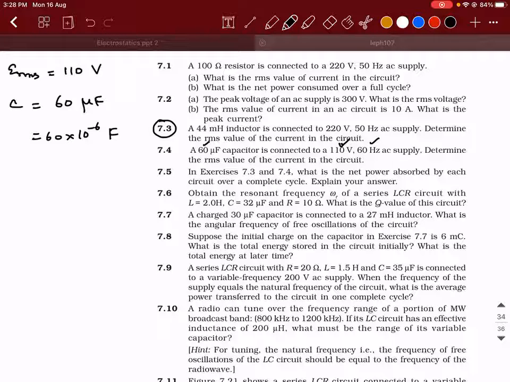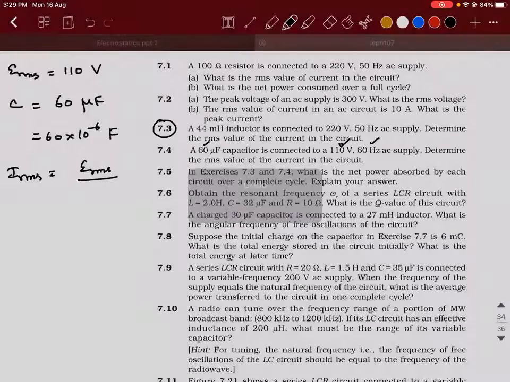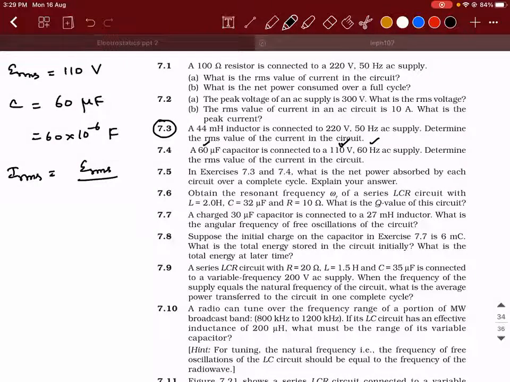Okay, then determine the RMS value of current. Now you guys tell me what is the formula. I RMS is equal to E RMS divided by... think of the logic and tell me what would be the answer. I RMS is E RMS divided by X_C. Correct.